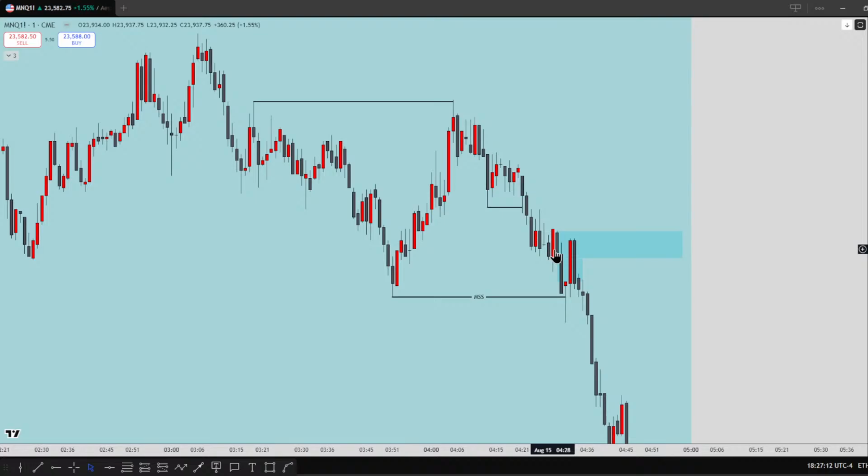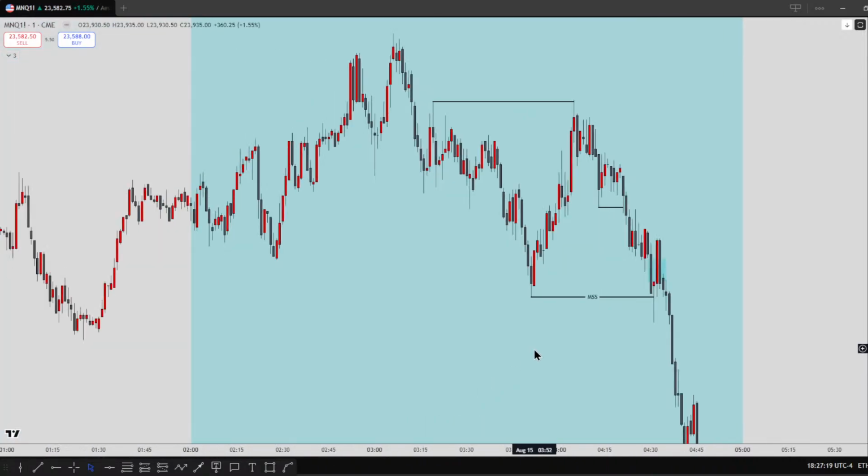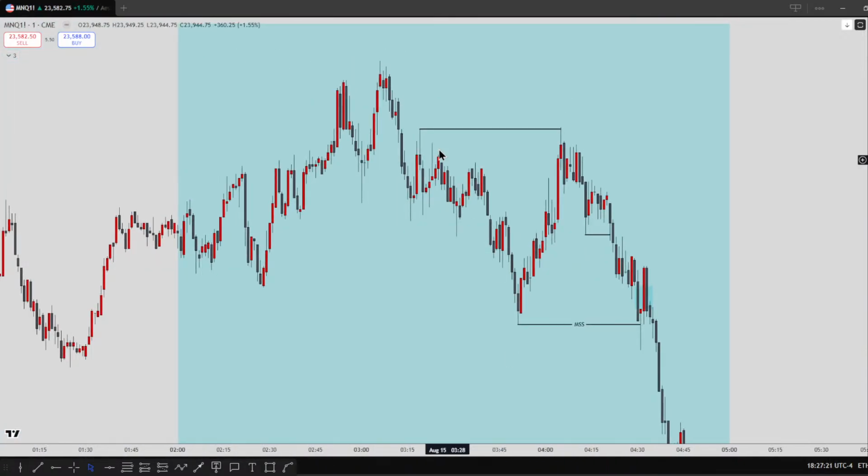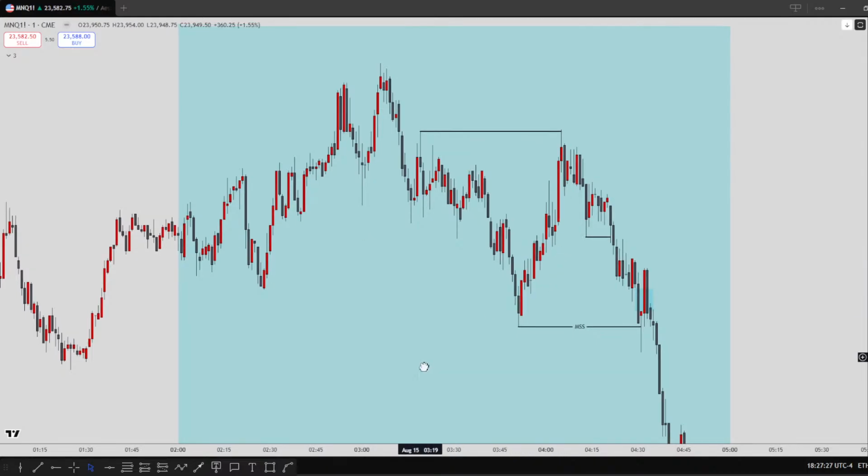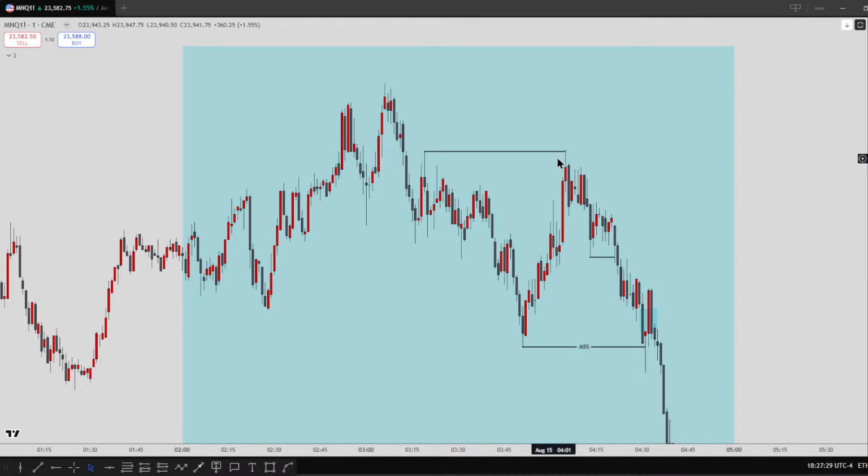Is it considered silver bullet or just 2022? I don't even notice that. Now it is silver bullet because the setup formed between the time period. Your entry doesn't need to be within the 3 o'clock to 4 o'clock hour, and your liquidity sweep doesn't need to be within the 3 o'clock to 4 o'clock hour. As long as the foundation of the setup is there, it's fine. Like, it's loose timings.